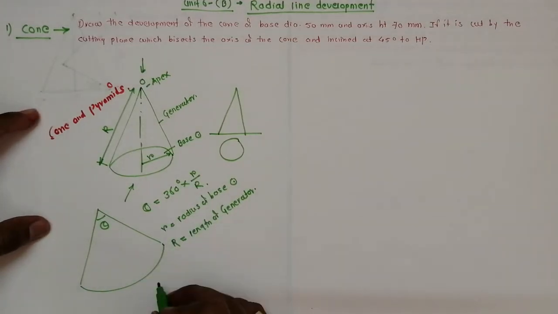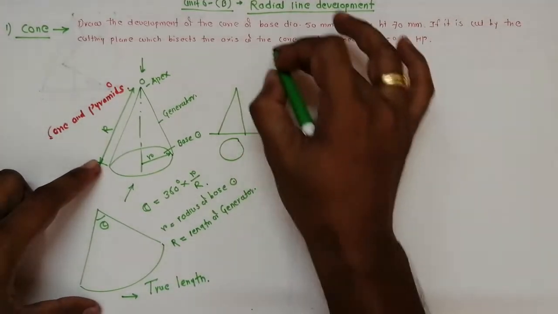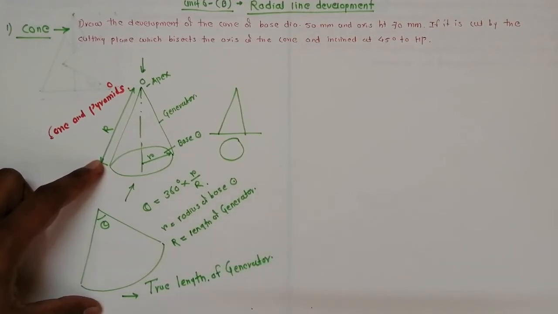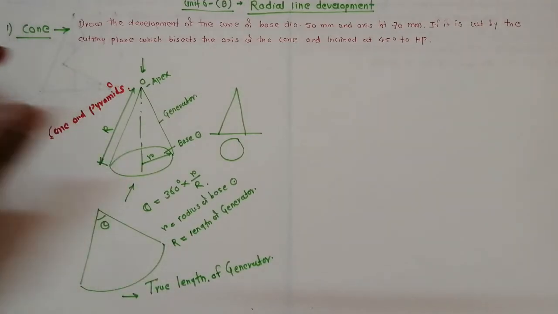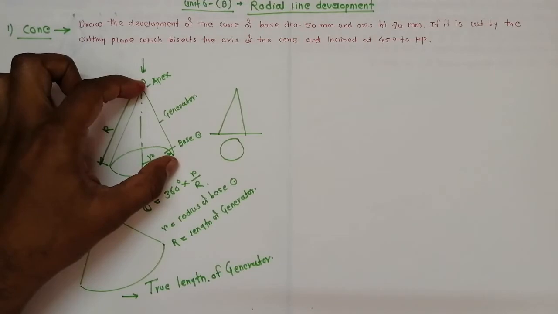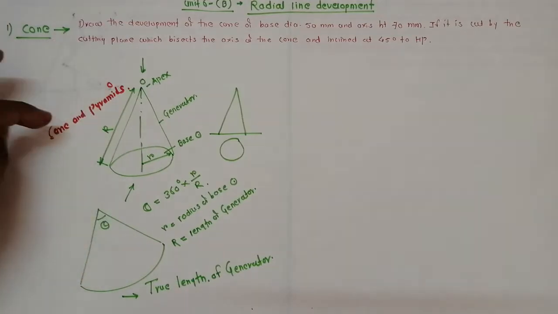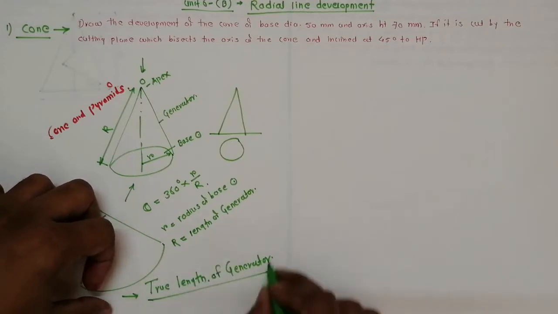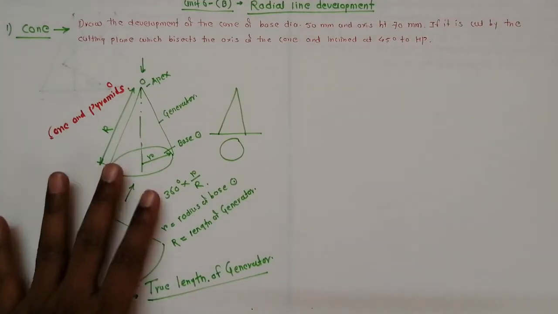Another important thing is that radial line development is always drawn on the true length. In the case of the cone, it is the true length of the generator, and for pyramids, it is drawn on the true length of the slant edge. We will see that afterwards. In the case of pyramids, this line is called the slant edge, and in the case of the cone, it is called the generator. So for radial line development for the cone, it is always drawn on the true length of the generator. We'll see how to identify the true length of the generator in the problem.